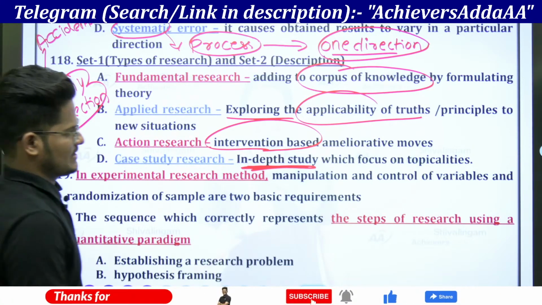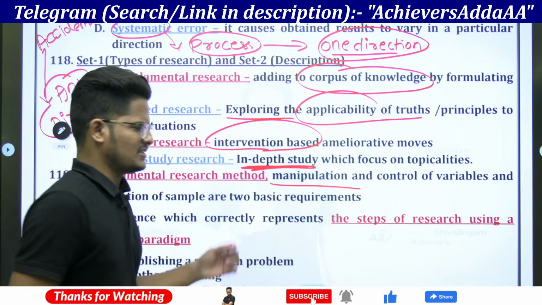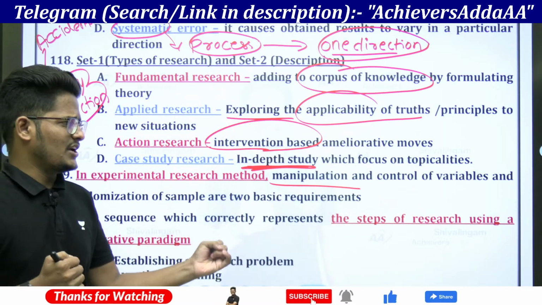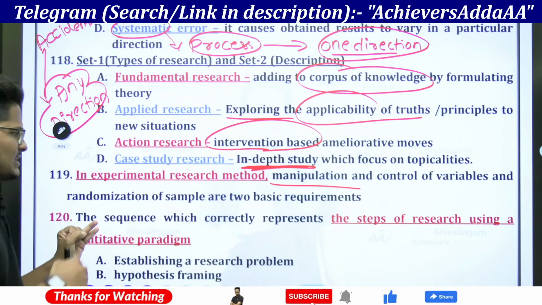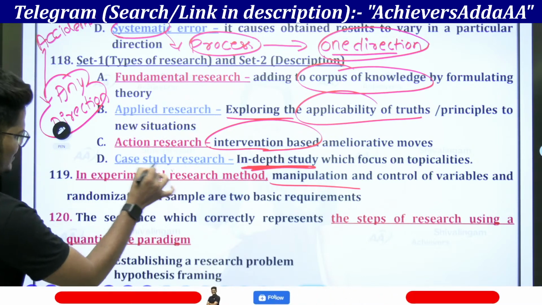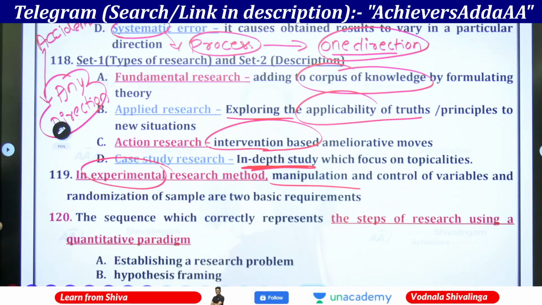Experimental research method is manipulation. This is a very repetitive one. Manipulation, control of the variables, and cause and effect will be there in experimental research. Cause and effect both will be there.